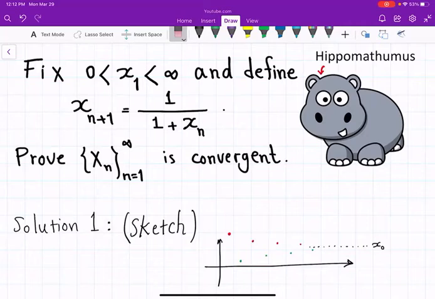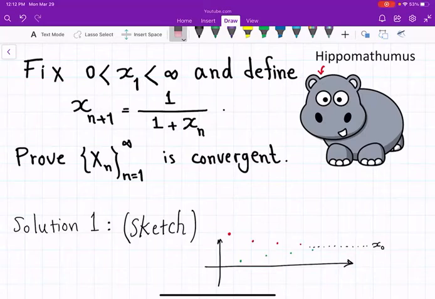You begin with some positive real number, and then you define recursively a sequence by x_{n+1} = 1/(1 + x_n). Prove that x_n is a convergent sequence.